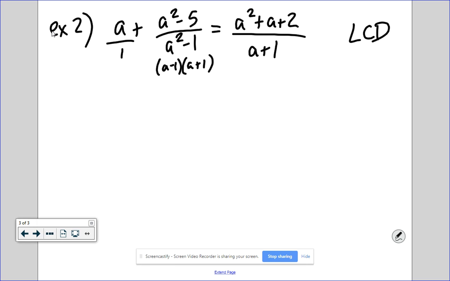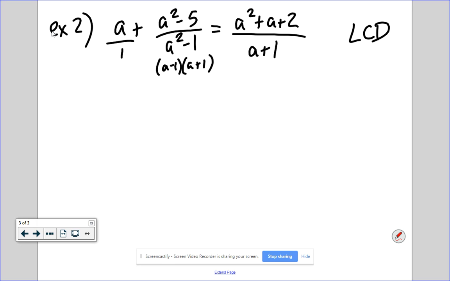Then what we're going to do is multiply the whole equation, both left side and right side, by that least common denominator. That allows us to get rid of the denominator altogether, so all I have to do is work with the numerator and solve that for a. Just like in the last problem, where we got rid of the denominator by cross multiplying and solved for d, we're doing the same thing, but now we're solving for a.